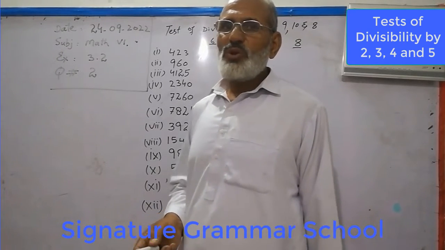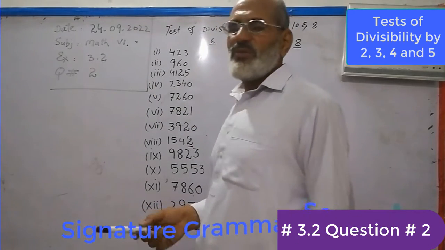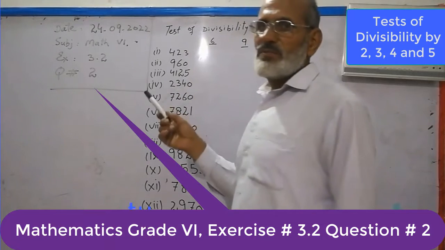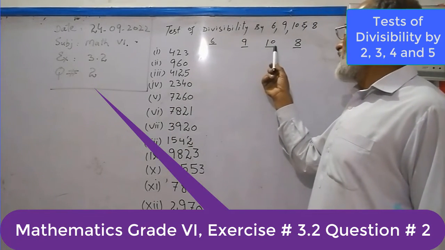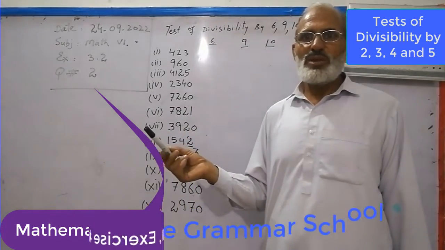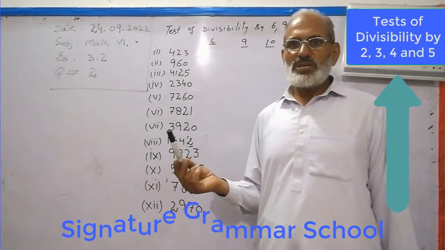In this question we have been asked to tell whether the given values, these are 12 values, are divisible by 6, by 9, by 10 and by 8 without practically dividing these values. We just have to apply here the test of divisibility.